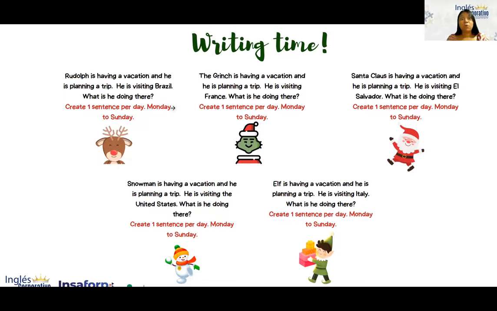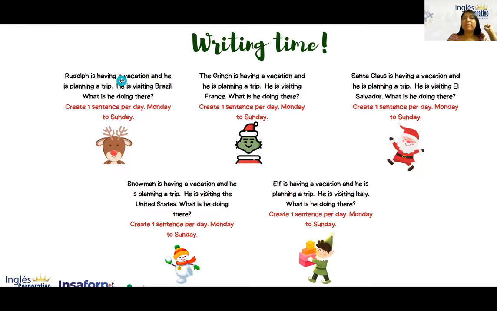Okay. Tiene que escribir una oración por cada escenario con su equipo, utilizando el presente continuous. Aquí le estoy preguntando qué va a hacer Rudolph en Brasil. He is eating a lot of food. Or he's going to, how do you call this in Brazil? ¿Cómo se llama este monumento en Brasil? Cristo Redentor. Yes, so he is going to visit Cristo Redentor. You can create different sentences, but I need just one. Solo una por escenario, okay?